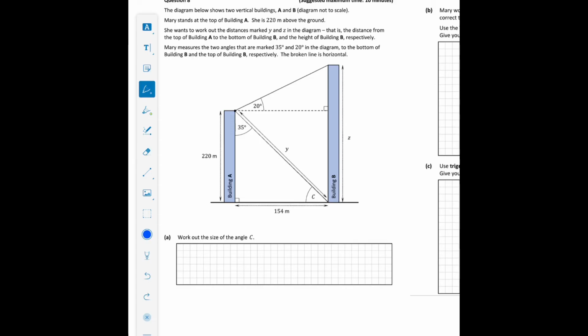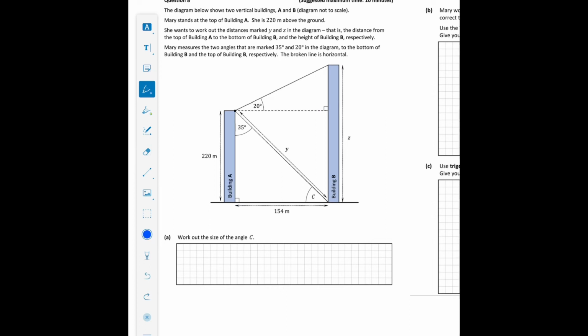So you can see Y is the slanty one going down this way, and Z is the height of building B. That is the distance from the top of building A to the bottom of building B, and the height of building B. Mary measures two angles that are marked 35 and 20 in the diagram. Broken line is horizontal. So we have a right angle here and we have a right angle here.